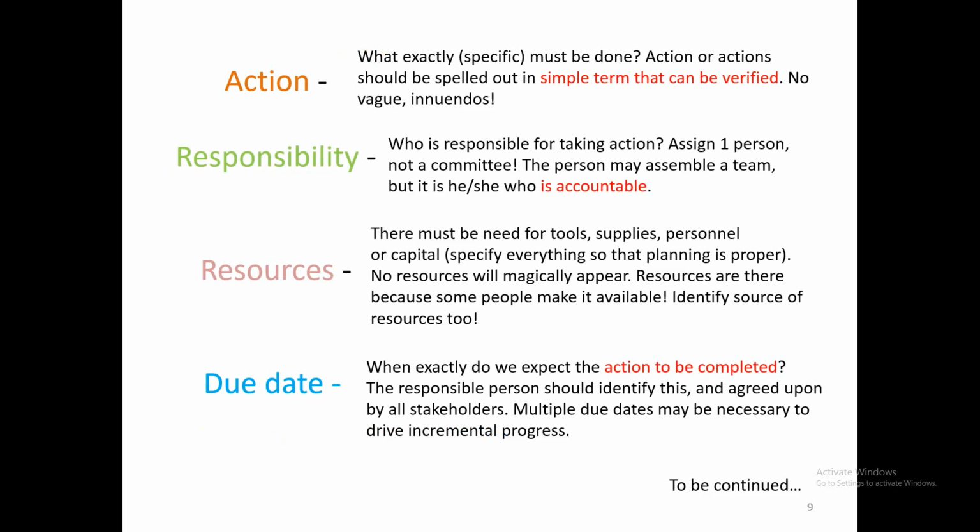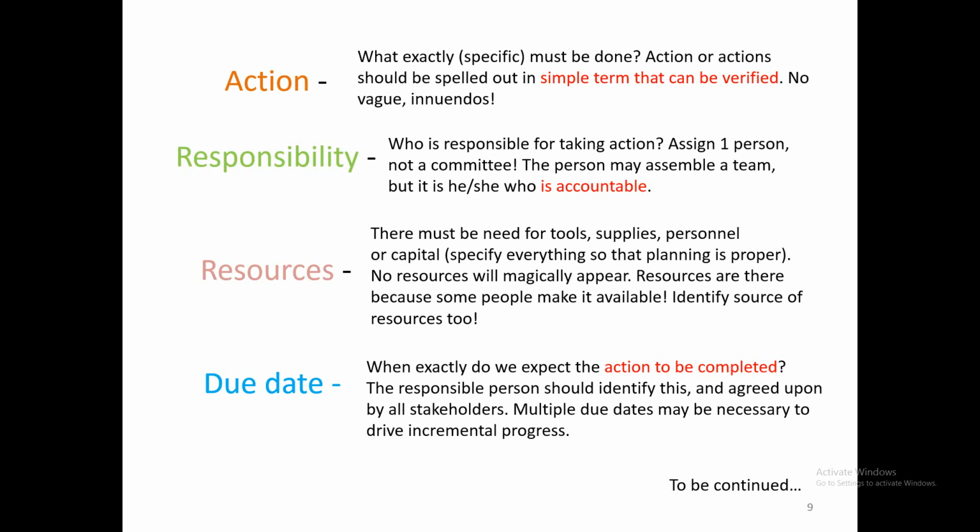So what exactly must be done? The actions should be as simple as possible. Do not be complex about it. Do not be vague. And then responsibility: who is taking the action? Yeah, we have to assign one person, not a whole committee. But this particular person can assemble a team, but he is the one who is accountable.